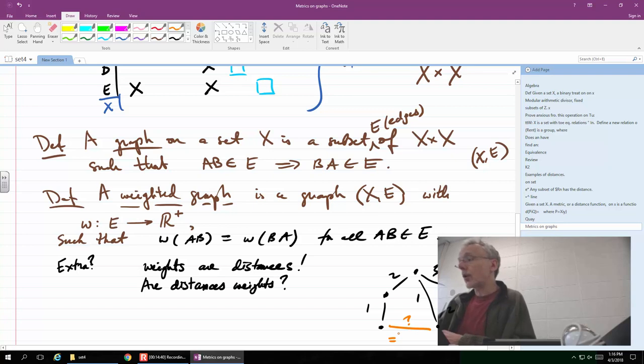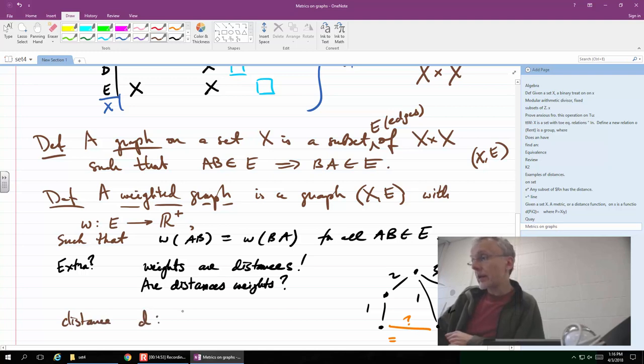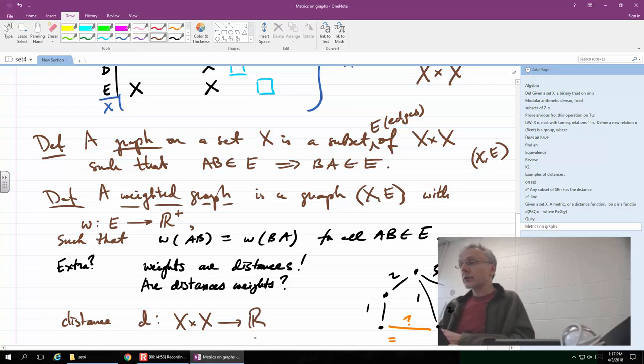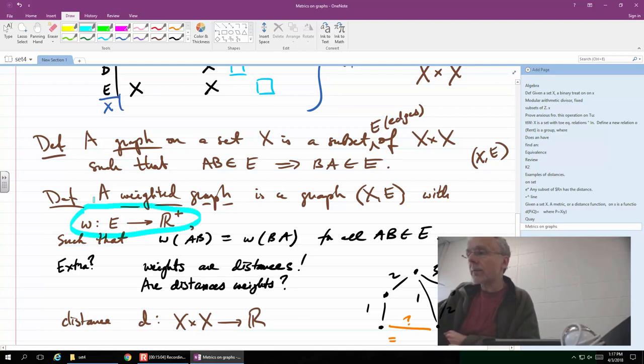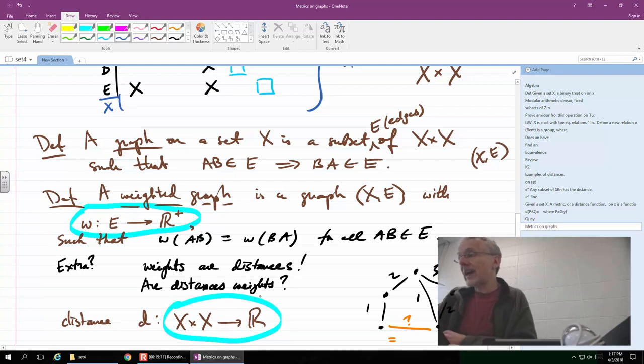Not the weight. So weights are given. What is in black is the weighted graph that is given to us. Okay, but if we remember the difference: the distance formula is X cross X to R. Okay, so you see the difference. It's right here. This is the weight from the edges to R plus, and here from X cross X to R plus.